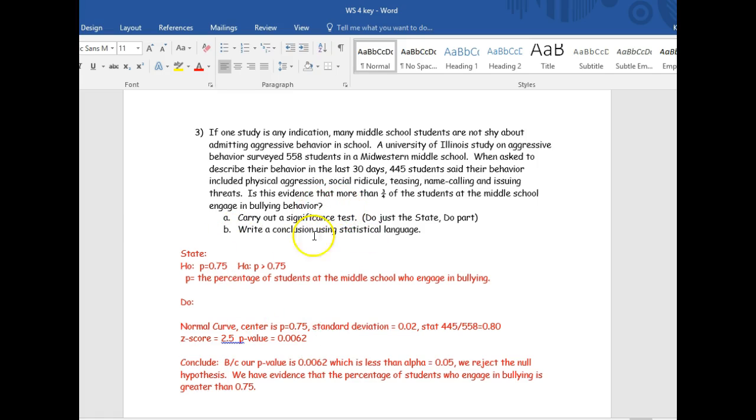And then you're taking what we learned today and we're saying, okay, now we need to write a conclusion using statistical language. We now conclude and say, hey, we have significant results here. Why do we have significant results? Well, this p-value is less than alpha. Now notice they don't state an alpha. And I said in the video that the alpha, when it's not stated, is always 0.05. So we say because our p-value is 0.062, which is less than alpha of 0.05, we reject the null hypothesis and we have evidence that the percentage of students who engage in bullying is greater than 0.75.